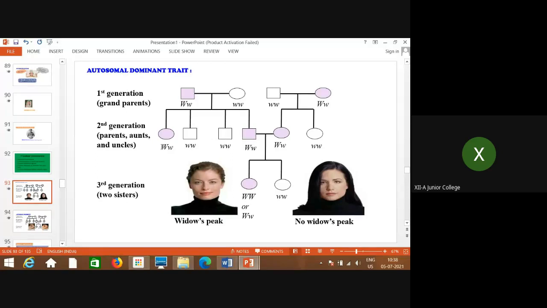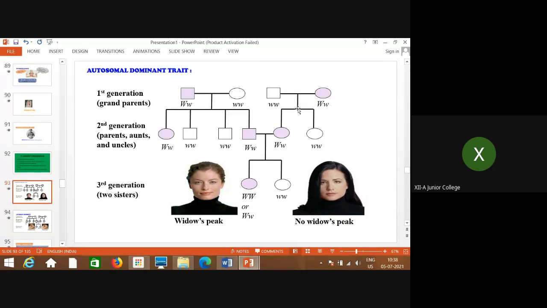Then you can understand here, the square is represented by male and the oval-shaped structure is represented by female. So male is represented by the square and female by this oval-shaped structure. You can understand here, no such sex-related factor is there. Whether it is male or female, the character is expressed. So it is not related to the sex of the child.